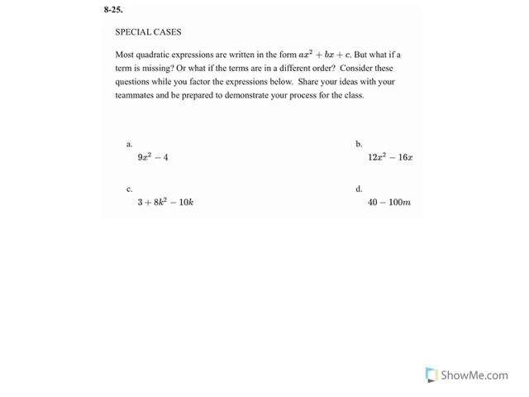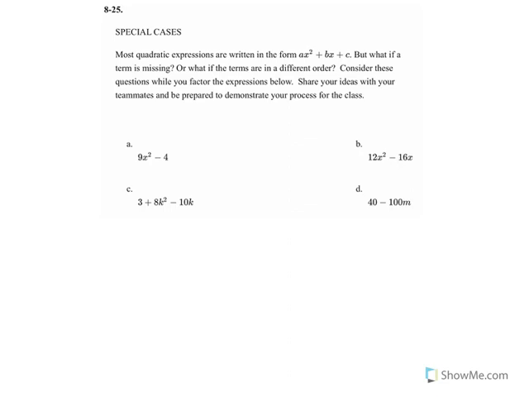Okay, we are going to go through a couple of special cases now. And if you notice, all of these look a little bit different than we're used to. So this problem says, most quadratic expressions are written in the form ax squared plus bx plus c. But what if a term is missing? Or what if the terms are in a different order? So those are the questions we're going to answer. If there's a term missing, you have 0 of that term, right? If they're out of order, you can just rewrite them in the correct order.